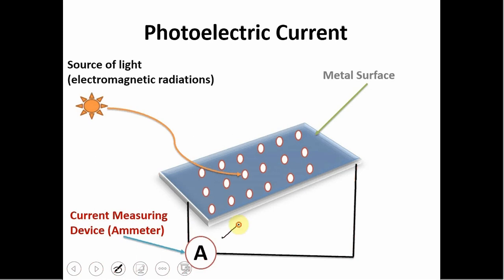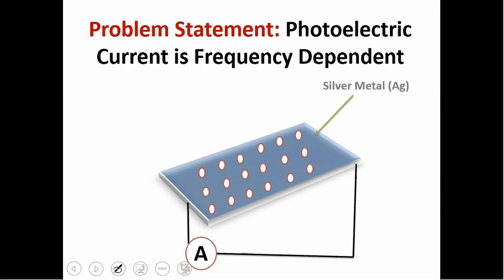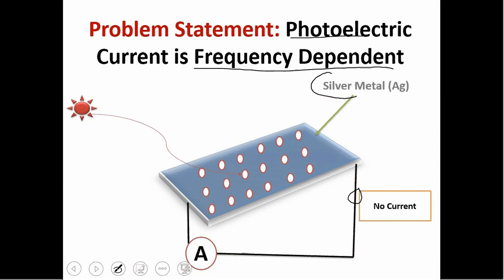So what happens when these radiations fall upon the metal surface? We get photoelectrons. But there is a problem with this experimental observation, which is precisely the following: photoelectric current is actually frequency dependent. What does this mean? In order to understand this, assume that this metal surface is actually silver metal, and we shine upon it visible red light, and we expect that we should have electrons moving over here, but what we get is that there is no current.